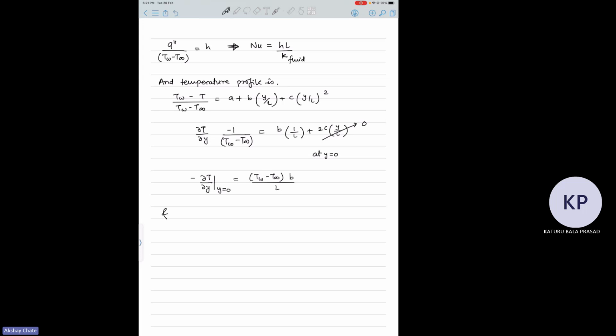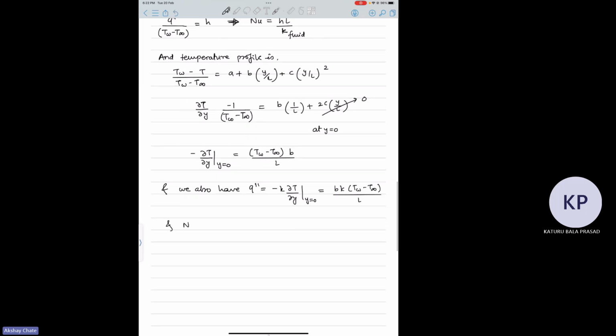And we also have the flux basically conducted by conduction at the wall. So put that gradient sign here, so you basically end up with B K into T wall minus T infinity by L, and we need to find the Nusselt number, which is nothing but heat flux per unit temperature difference into L by K.